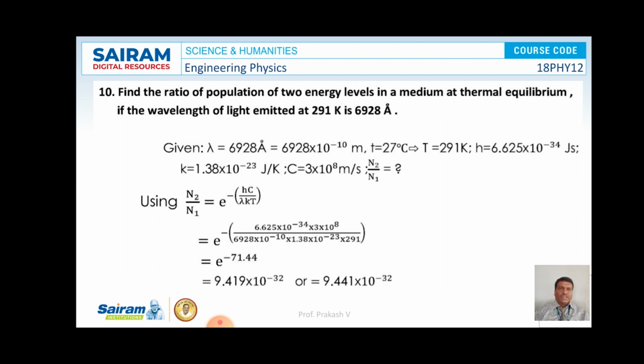That is e to the power minus of 6.625 into 10 to the power minus 34 into 3 into 10 to the power 8 divided by 6928 into 10 to the power minus 10 into 1.38 into 10 to the power minus 23 into 291. So we get e to the power minus 71.44 and on simplification the value of N2 by N1 is equal to 9.4 into 10 to the power minus 32. So this is the solution for the given problem.